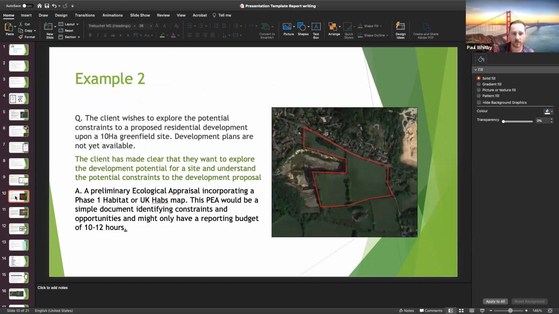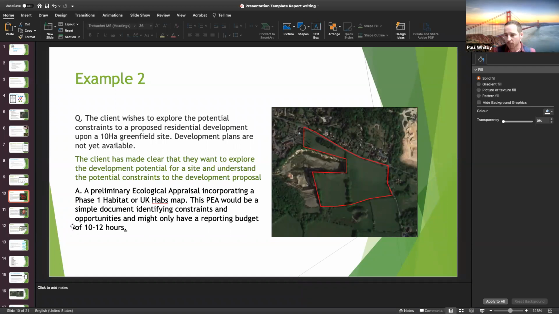So here's example 2. We've gone a bit bigger scale here. We've got a client that wishes to explore the potential constraints to a proposed residential development upon a 10-hectare greenfield site. There are no development plans yet available. This is often obviously the first stage in which clients might be looking at a possible development, and they're trying to understand the feasibility of that development. They've made it clear that they don't have further proposals or any particular details. So it's important though that they can understand the potential constraints moving forward.